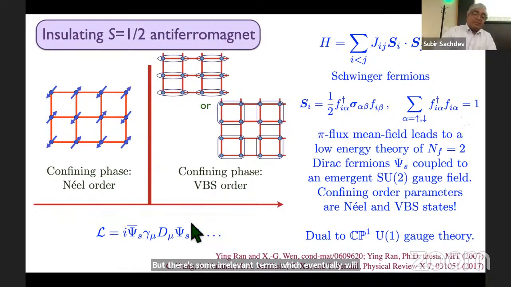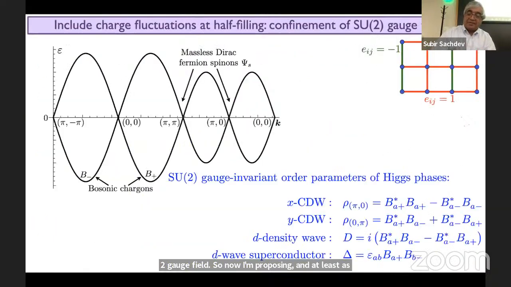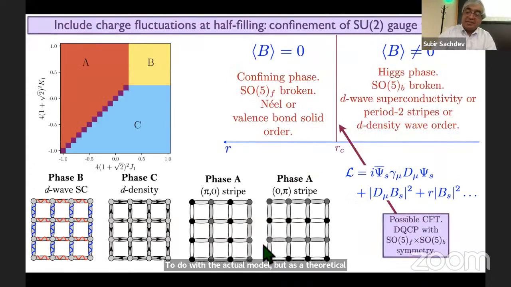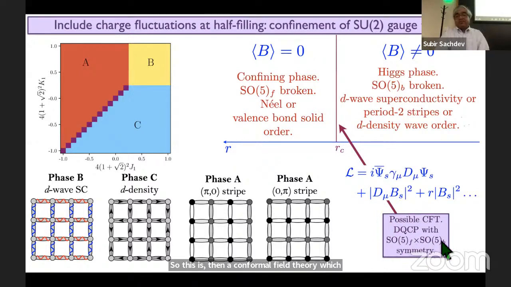Okay. But now we know that this DQCP doesn't exist, that the two Dirac fermions are not sufficient to turn off the confinement force of the SU(2) gauge field. So now I'm proposing, at least theoretically, who knows if it has anything to do with the actual model, but as a theoretical conformal field theory, I'm pretty confident it exists, where again you have only an SU(2) gauge field. But at the critical point, you have both two massless fermions and two complex bosons. So now there's more massless matter to destroy the confinement. So then there's a good chance that this exists. This is then a conformal field theory, which hopefully exists, and I'm betting it does, which will have an SO(5) global symmetry. So in principle, somebody doing bootstrap would just start with that information. Is there a CFT with an SO(5) cross SO(5) global symmetry with a few other properties, and you could look for it.